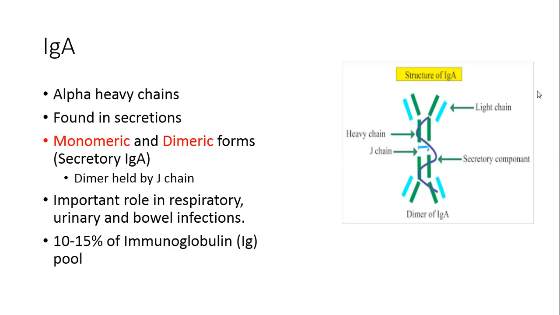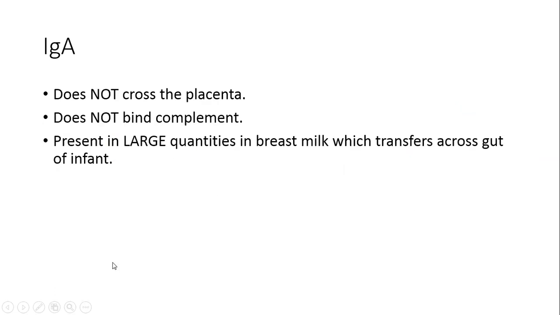So the structure of a dimeric IgA is two monomers held together by a joining chain that has a secretory component that runs across it. That monomeric version does not have a J chain. It doesn't have a secretory component. So be careful. They definitely have different structures and different purposes. IgA represents about 10 to 15% of the total immunoglobulin pool.